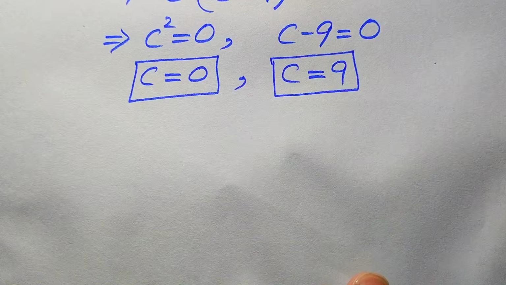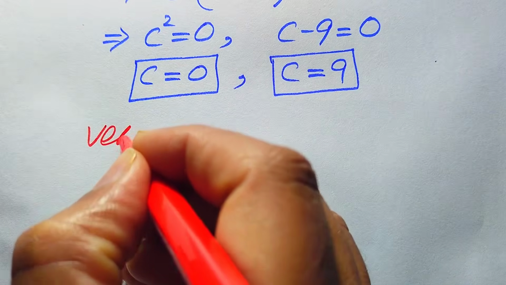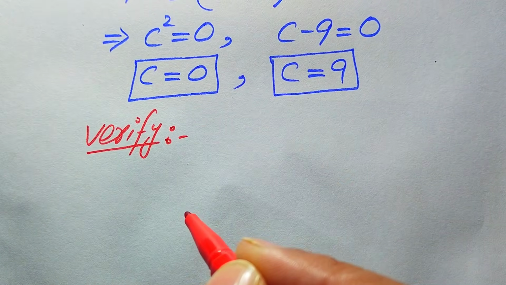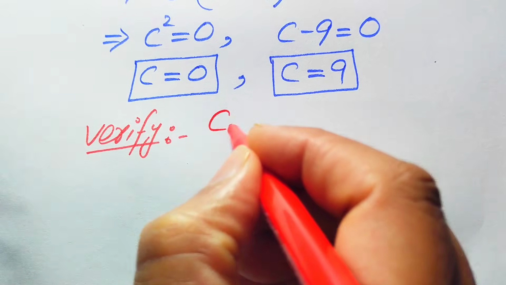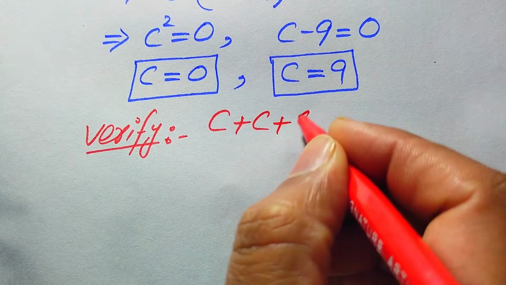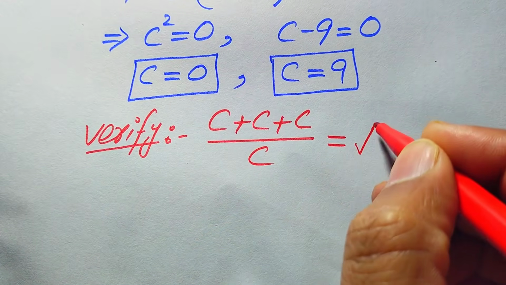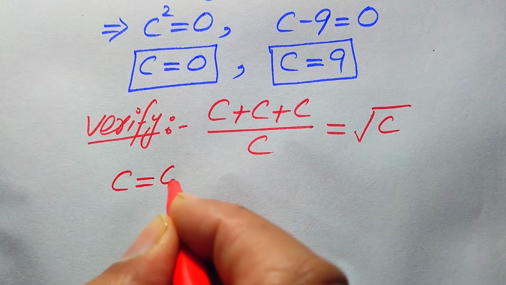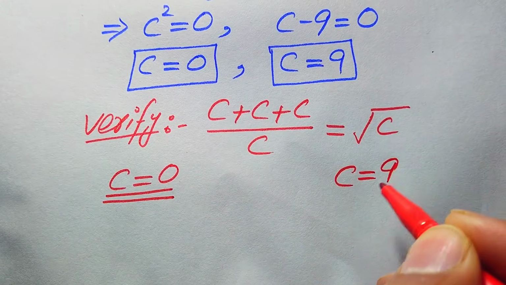So from the first method we get these two roots of the given equation, and now in the next step we need to verify which of the roots are solutions and which of the roots are extraneous roots. So here we need to verify these values. For this we copy down the given question statement. Here it is c plus c plus c divided by c equals the square root of c, and on this side we will verify c equals 0, and on this side we will verify c equals 9.